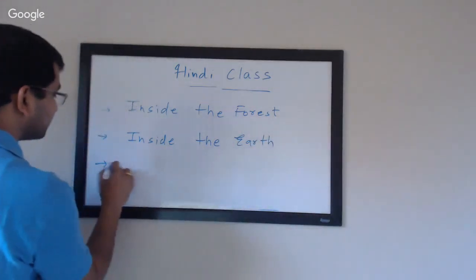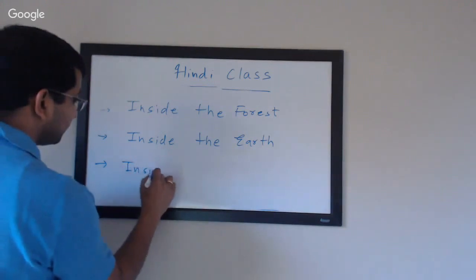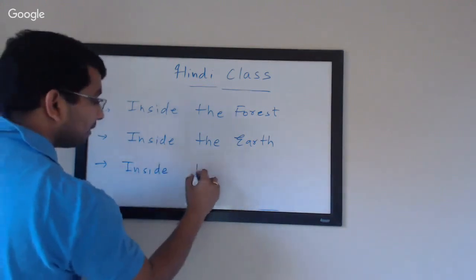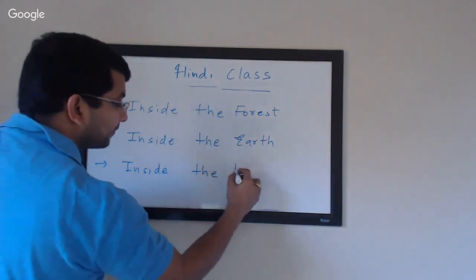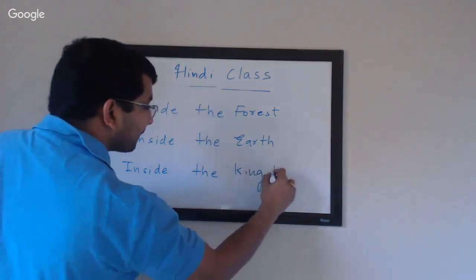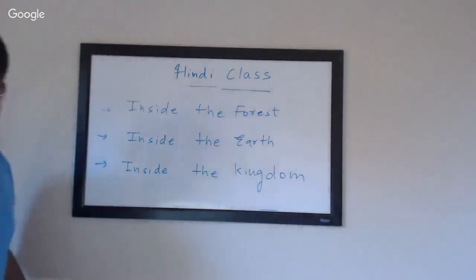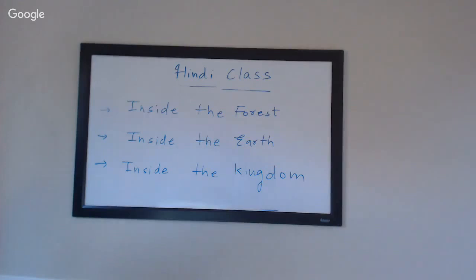and third one is inside the kingdom. Okay, so take your time and think about the Hindi words for forest, earth, and kingdom. Some of you may already know about these. If you don't know it, you have formulas on how to ask in Hindi.